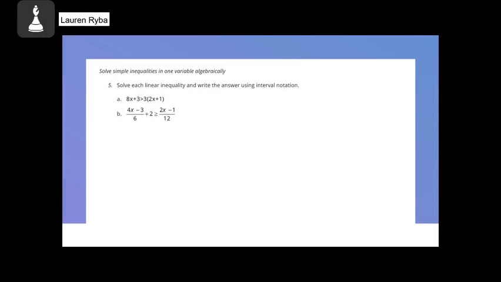The next two have a little bit more work involved, but no problem, we've solved linear equations, so we can solve these linear inequalities. Let me take a over to the side here. I have 8x plus 3 is greater than, on that side I need to distribute the 3 times the quantity 2x plus 1. 3 times 2x is 6x, 3 times 1 is 3. I will move the smaller of my x's, so 6x, I need to get rid of that by subtracting 6x. I have 2x plus 3 is greater than 3.